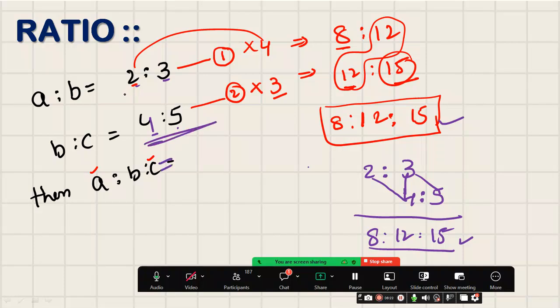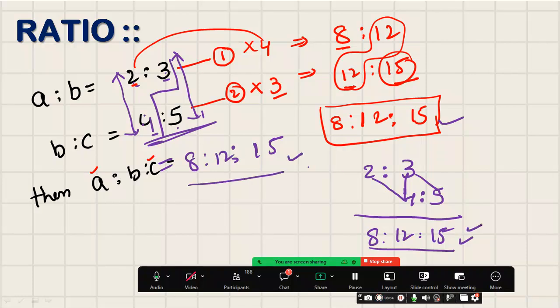If you want to find out the A value, multiply the left hand side numbers. 2 4s are 8. Next, if you want to find out the C value, multiply the right hand side numbers. 3 5s are 15. Next, if you want to find out the B value, multiply these two numbers. 4 3s are 12. So the answer is 8 is to 12 is to 15.